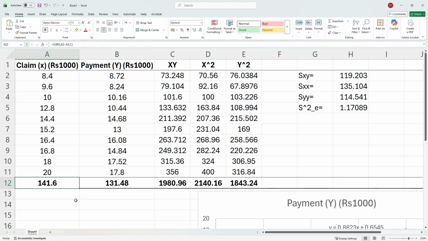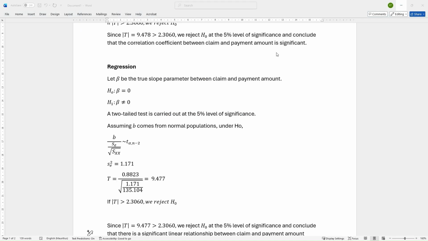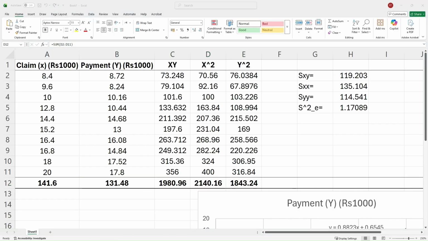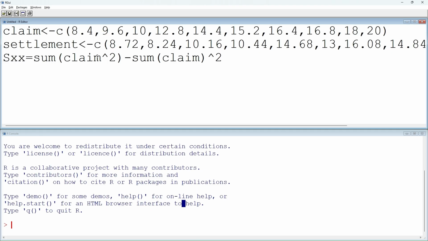The square of the sum of x is squaring that. Sum of x squared is this value that you have obtained after squaring the individual values. So be very careful about that. So we are taking the sum of x squared, as you see, claim squared, then you sum, minus the square of the sum of claim, and then you will need to take that value that you have obtained and divide by this last part.